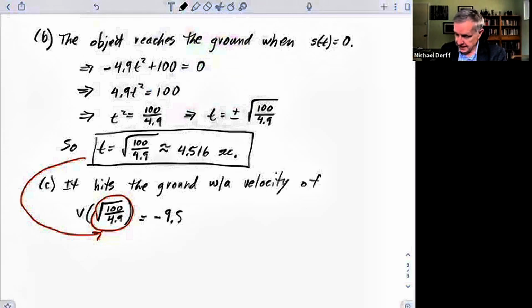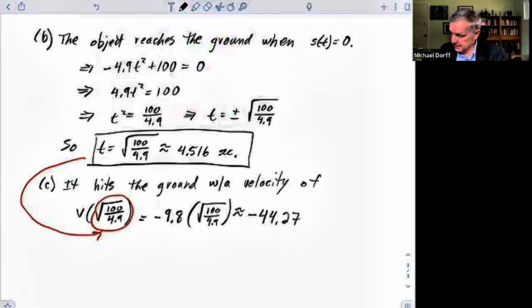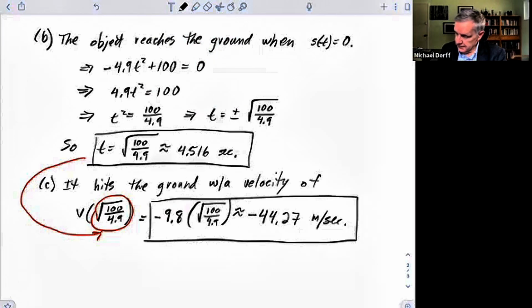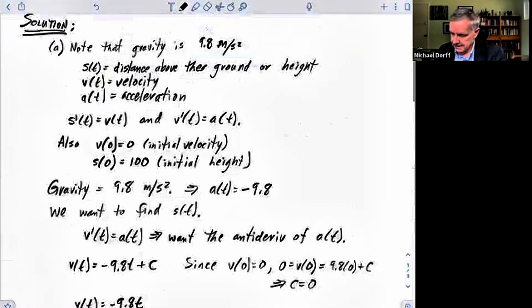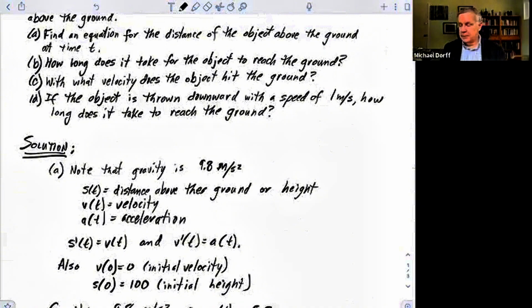So we have 9.8 times the square root of 100 over 4.9. And if I put that into a calculator, I get approximately negative 44.27 meters per second. Okay, so that's my answer for part C. All right, now on to part D, the last part. If the object is thrown downward with a speed of 1 meter per second, how long does it take to reach the ground?